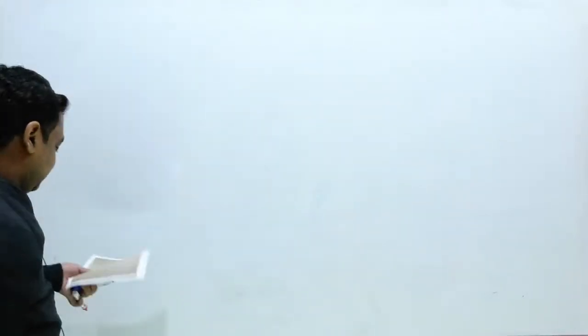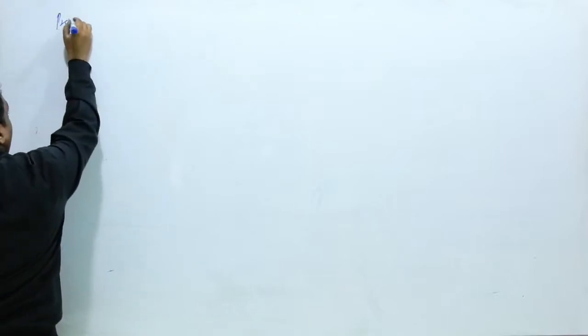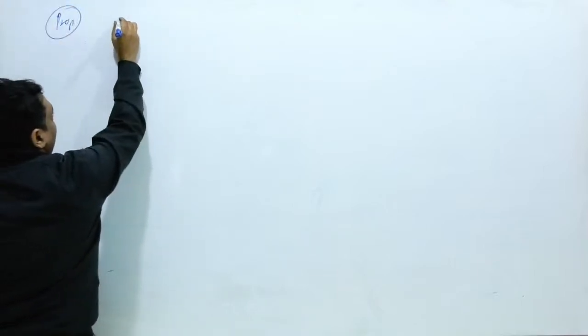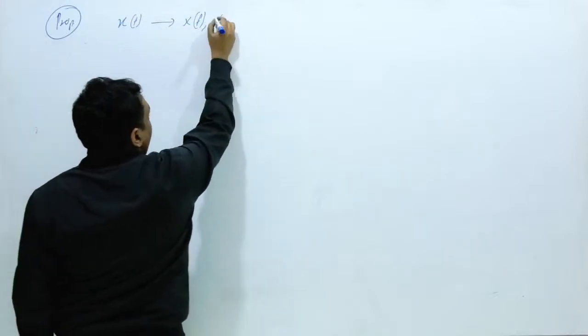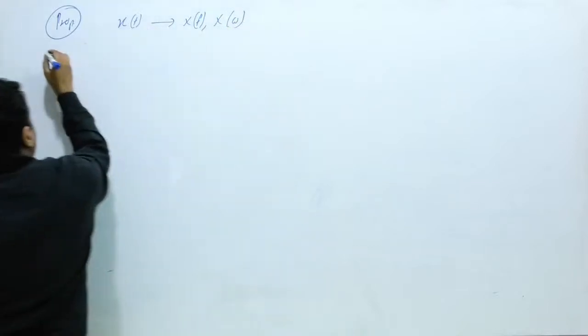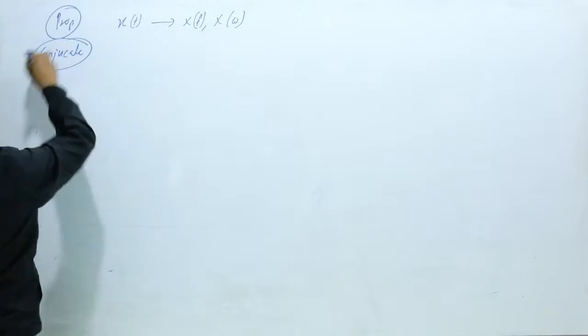Clear? Now the next property. If x(t) has Fourier transform X(f) or X(omega), this property is called conjugation, or you can say conjugate. This property is complex conjugate.